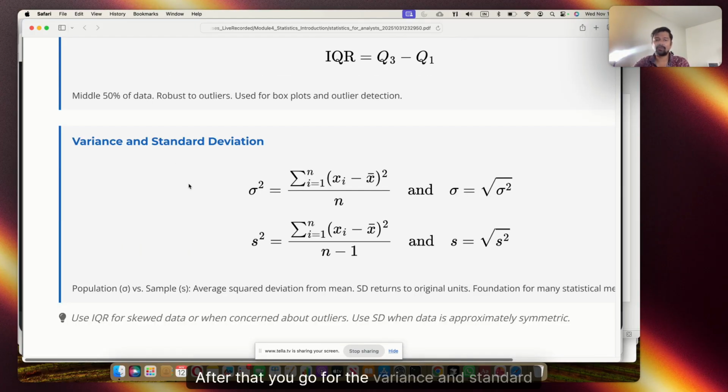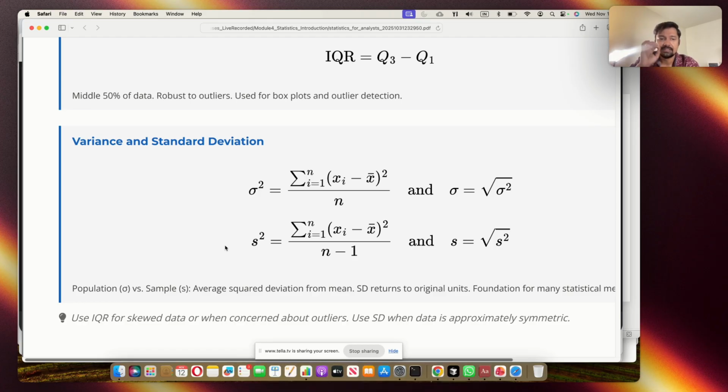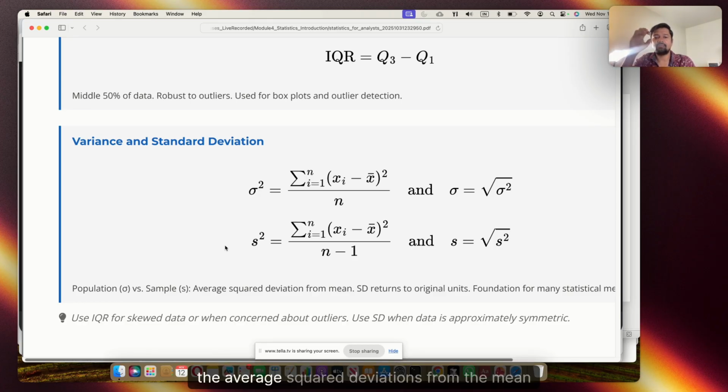After that, you go for the variance and standard deviation. If we go into the formula, that is too much for you guys, so we'll simply learn a few things here. The variance is the average of the squared deviations from the mean.